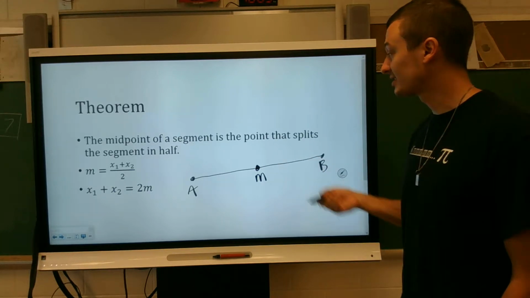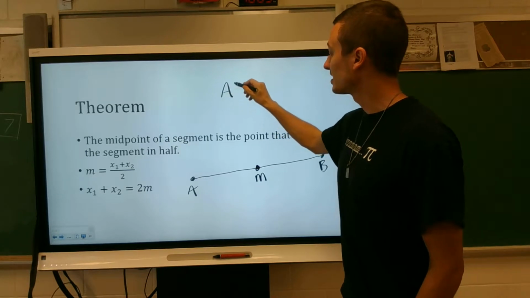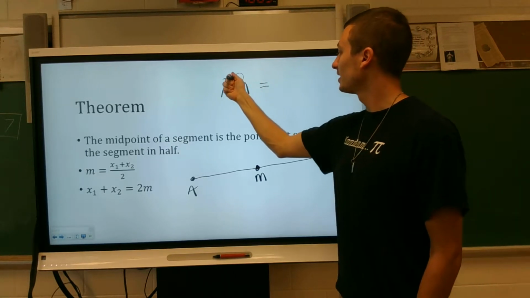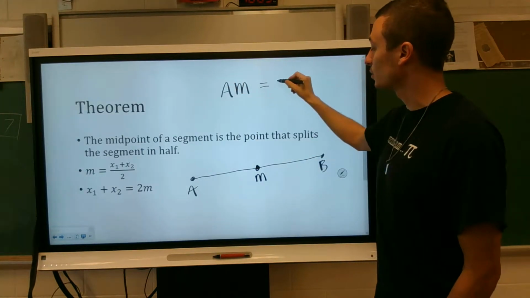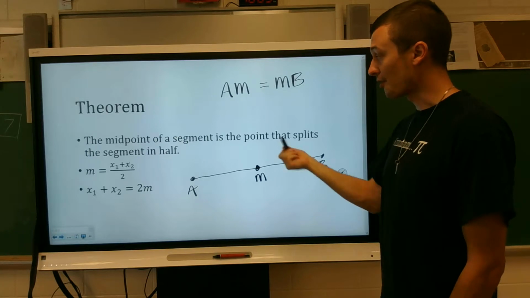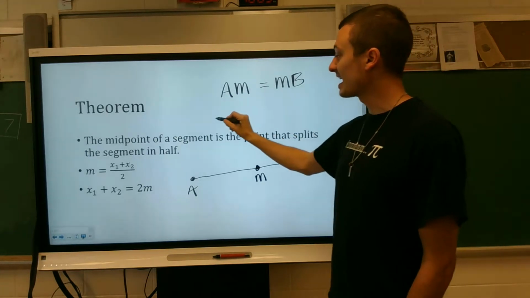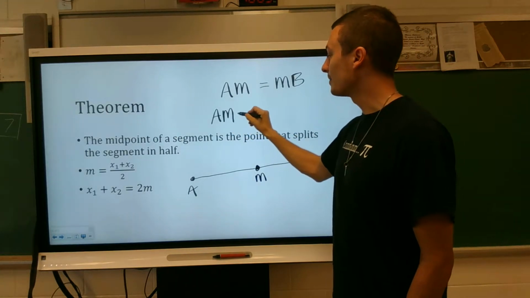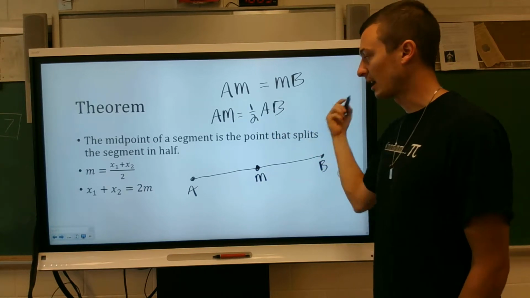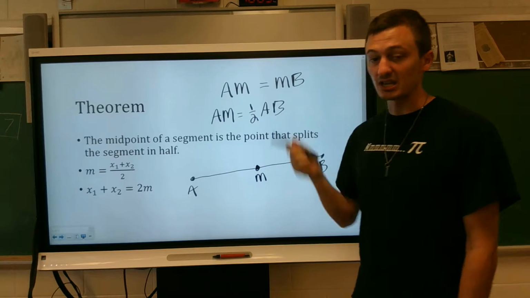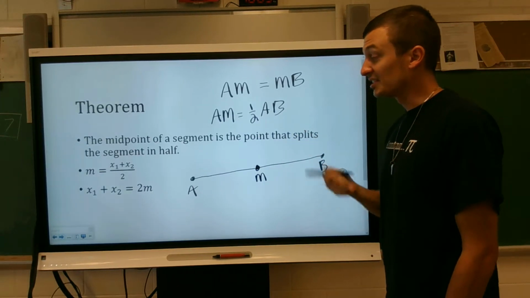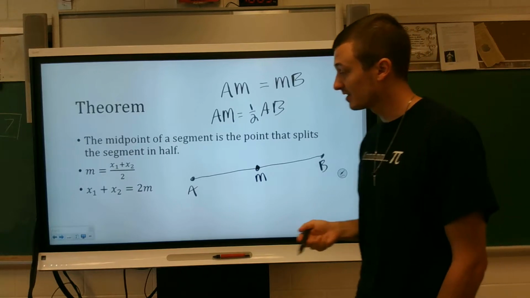So the definition says segment AM is equal to, in fact I should say, the distance between A and M is equal to the distance between M and B. The theorem says that AM is 1/2 of AB. And same thing with MB, it is 1/2 of AB. So this comes with two extra pieces.